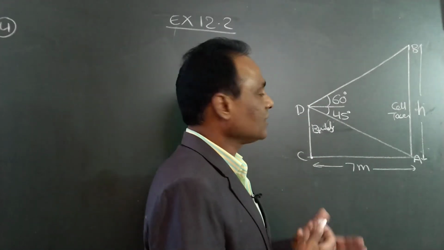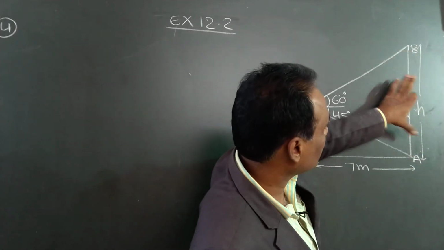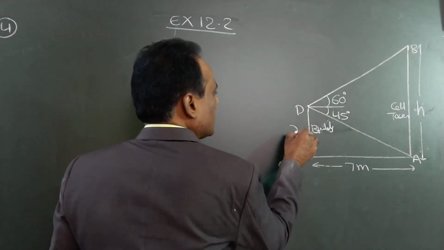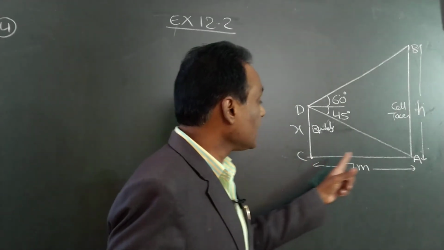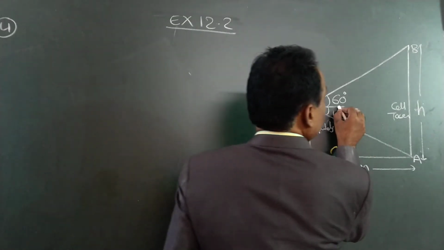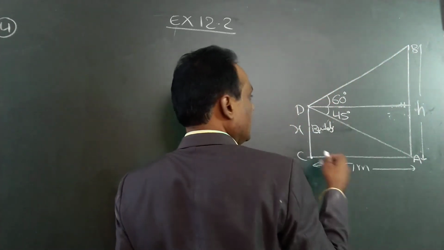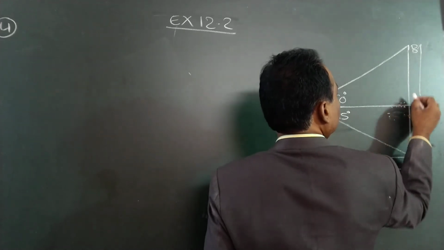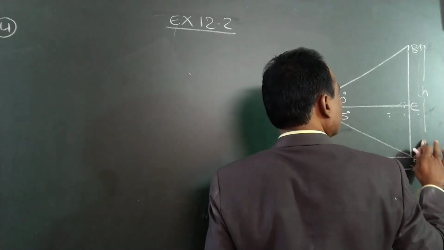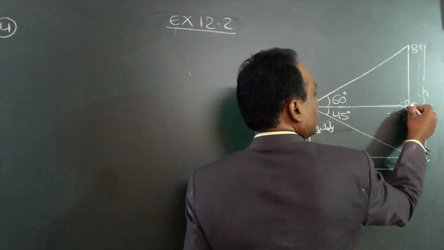First, you should understand the diagram. What is the cell tower? AB is the cell tower. Its height is h. CD is the building. Its height is not given. Let us take it as x. Distance between the building and the cell tower is 7 meters. This is given. This is 60. This is 45. See, I am extending this. A, B, C, D. I am taking this point as E. So this is a right angle triangle because I draw a straight line.